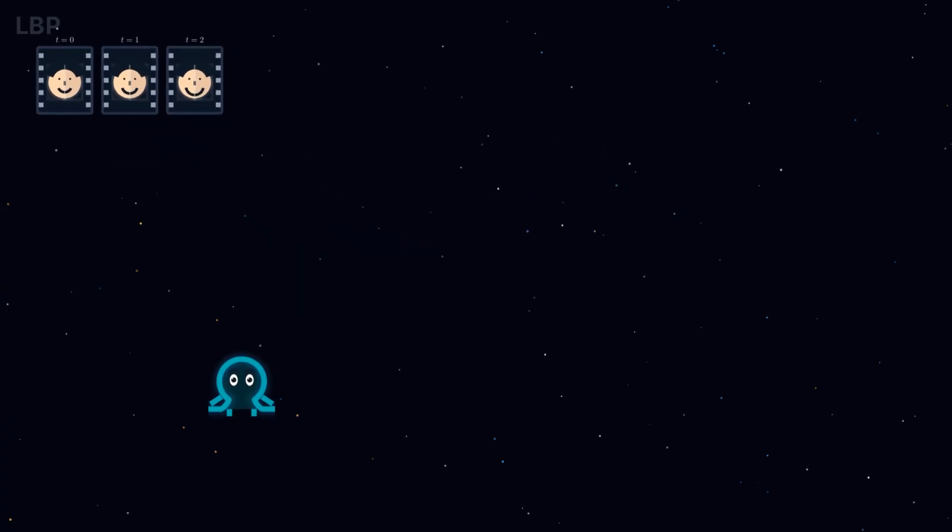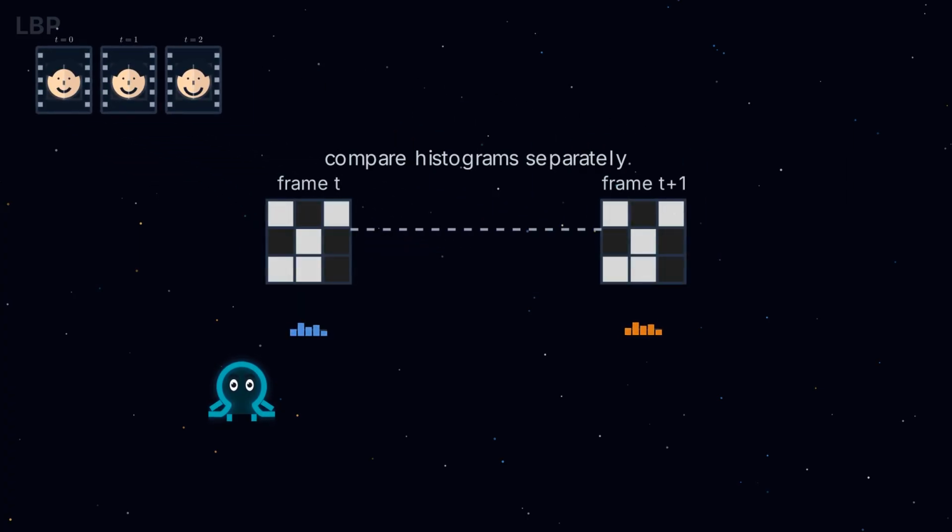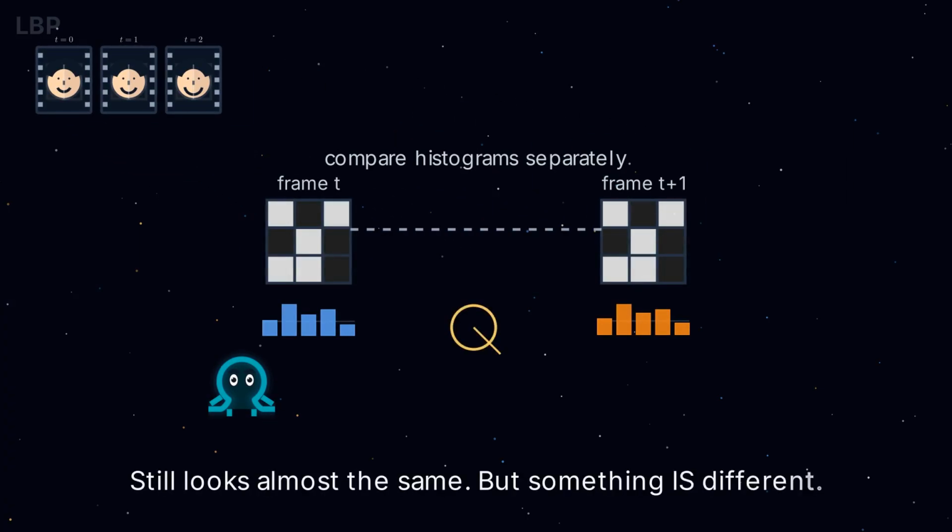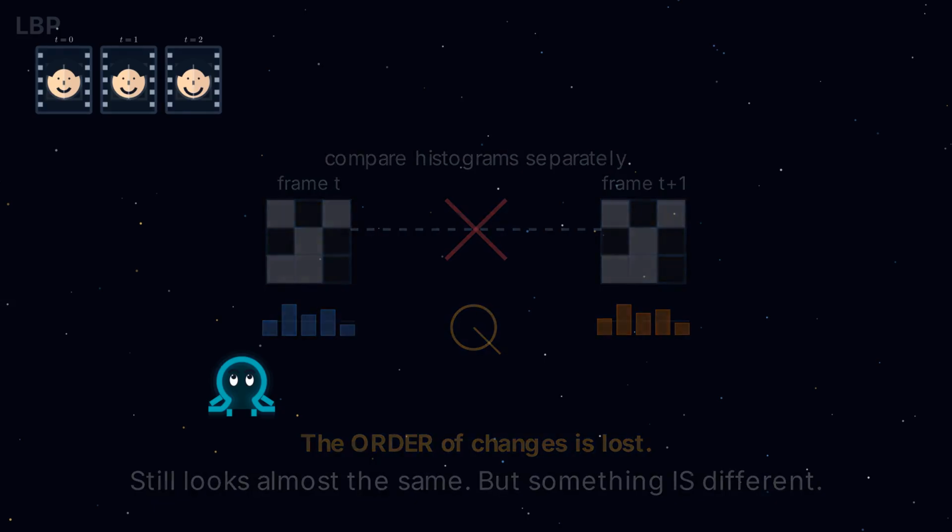A naive approach would be to apply LBP to every frame independently and compare the histograms. But here's the catch. A subtle microexpression or slow muscle twitch might barely change the global histogram. The critical information is buried in how pixels move over time, not just how they look in a single instant.